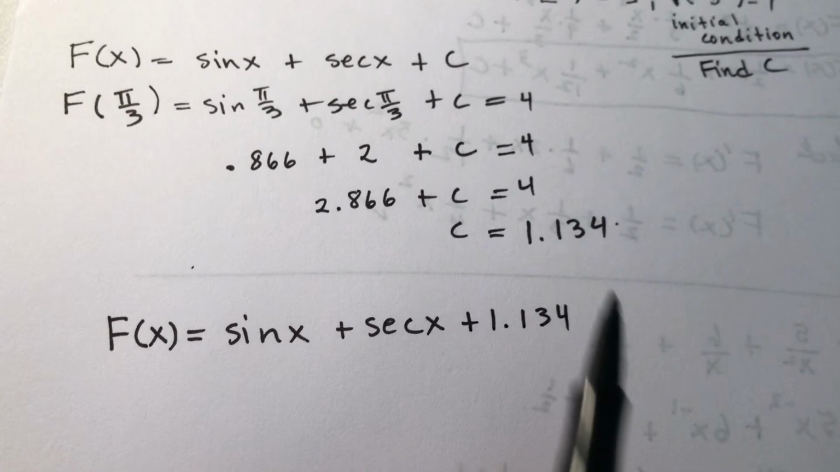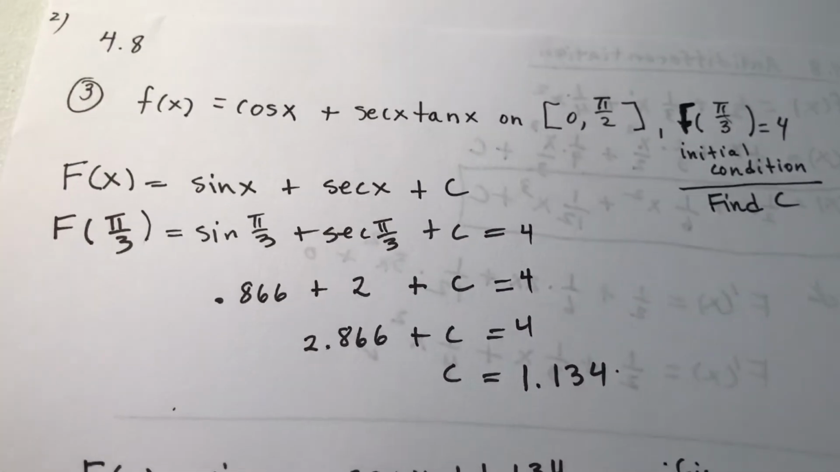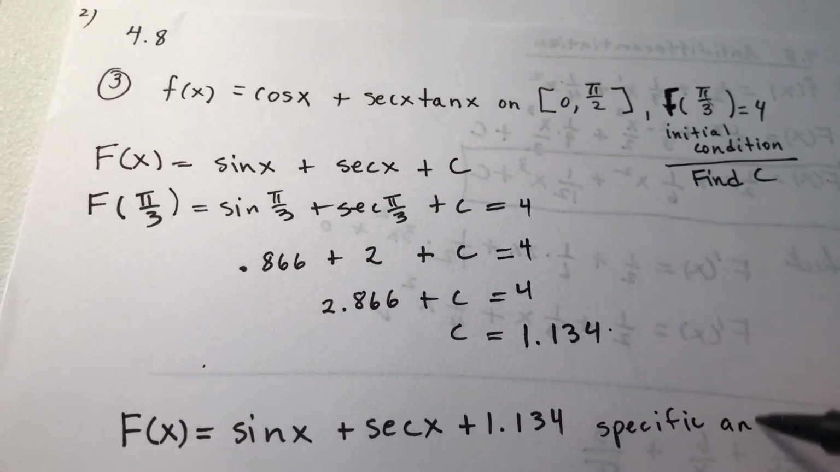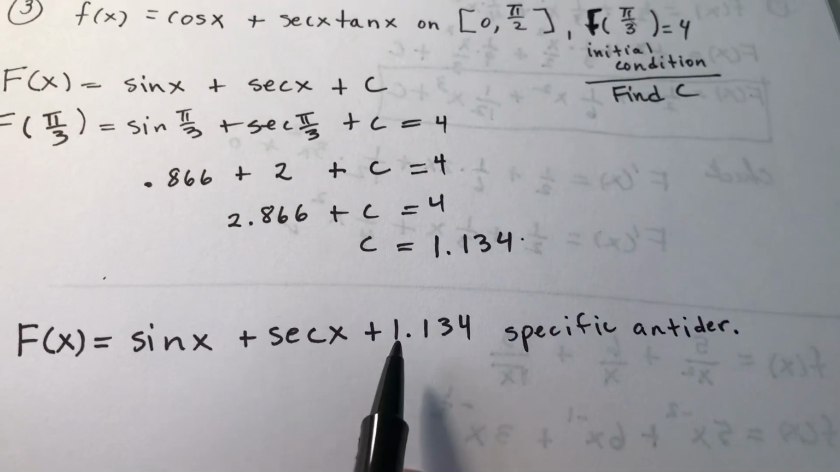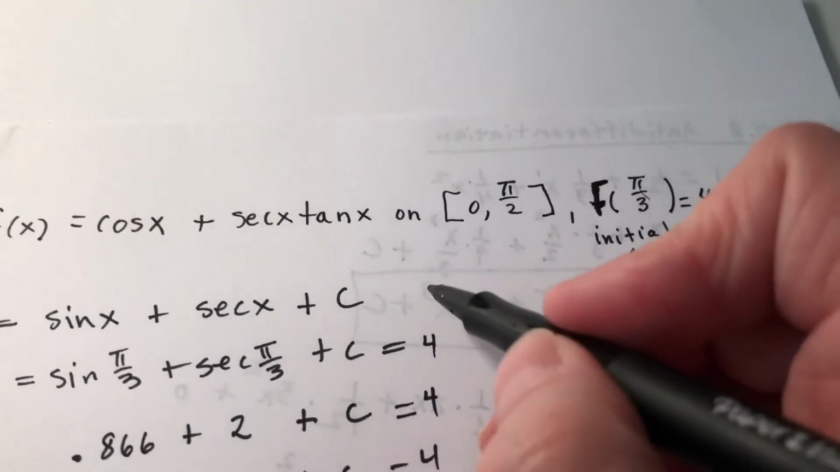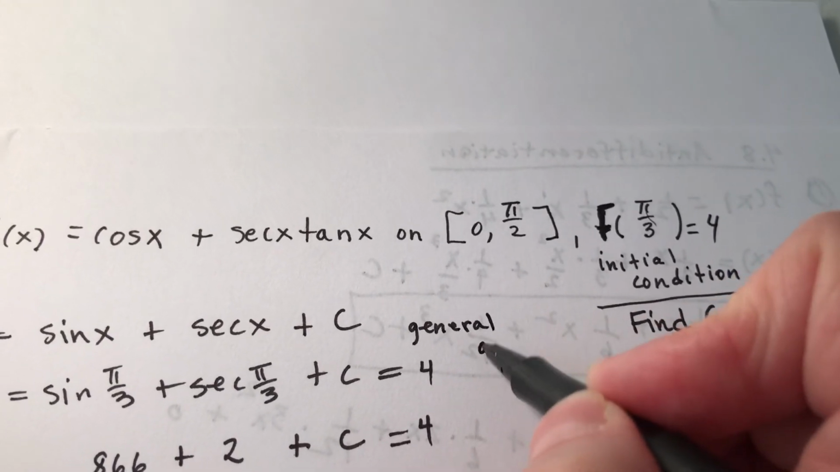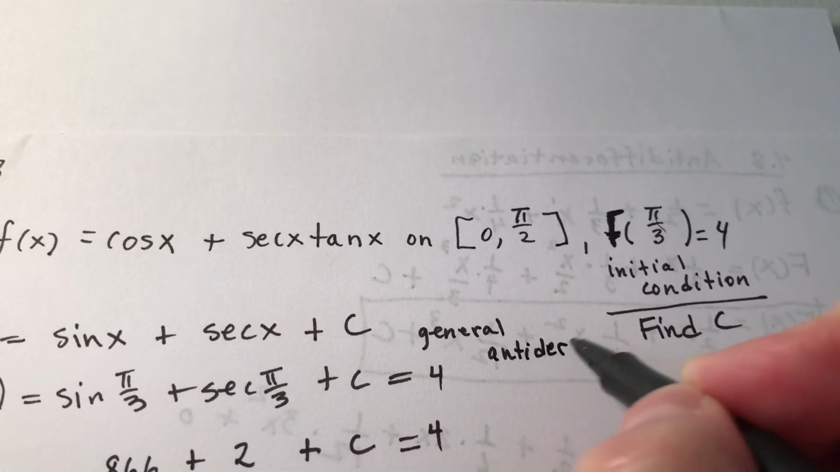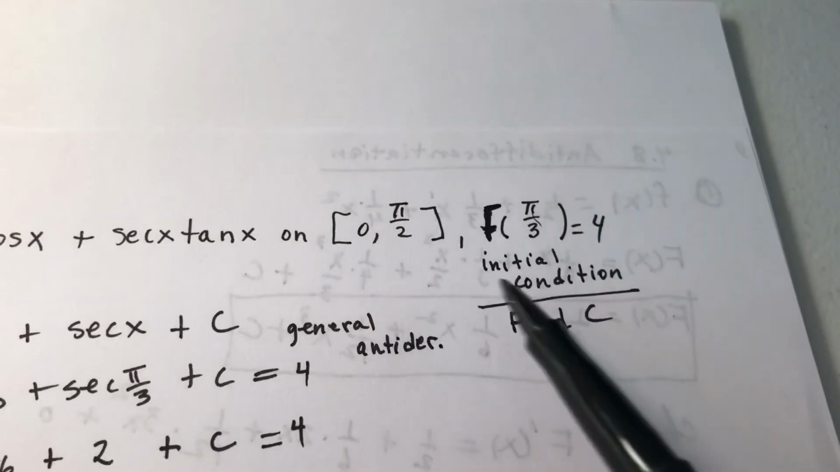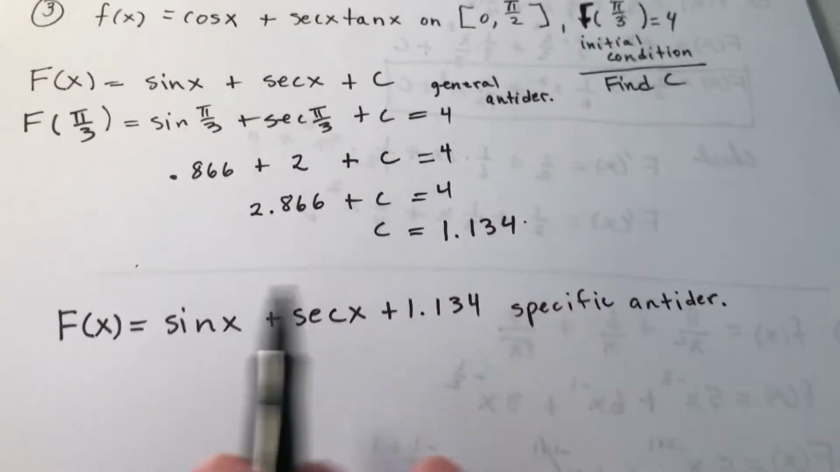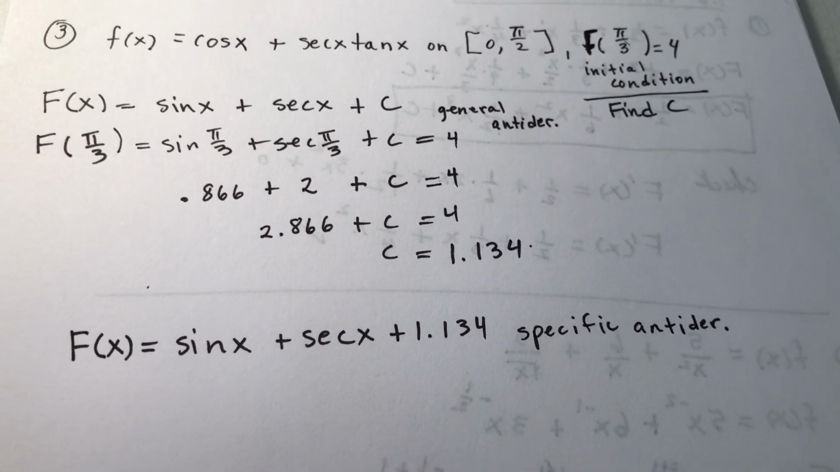And this is a specific equation or antiderivative. Whereas before, when it was a plus c, that's called a general antiderivative. Okay. Because plus c can be any number, but since we have this one condition, it fixes c to be 1.134. All right, I'll be back for another one.